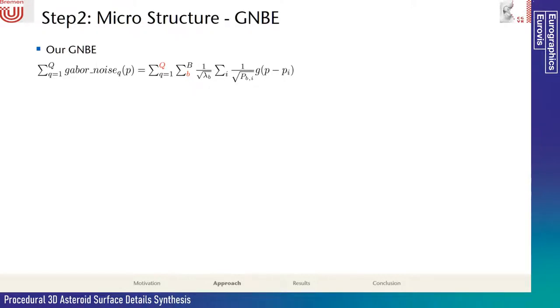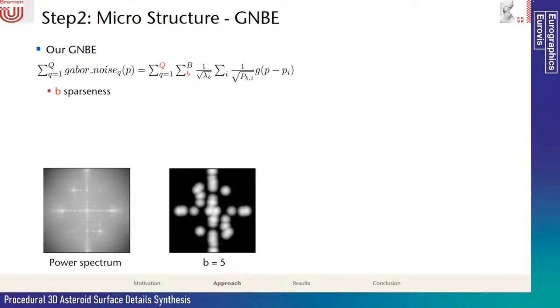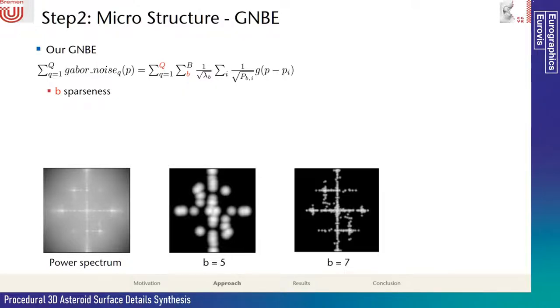In our gabaloid by example algorithm, we use a parameter B to control the size of Gabor curls, called sparseness. The larger the value B, the higher the approximation will be. For instance, if we give in the power spectrum, we can compute the approximation of the Gabor curls to the input power spectrum. And if we increase the value B, our Gabor curls shrink. That means we can get a higher accuracy approximation to the given power spectrum, then our approximation is better. So B is a sparseness parameter to control our result.